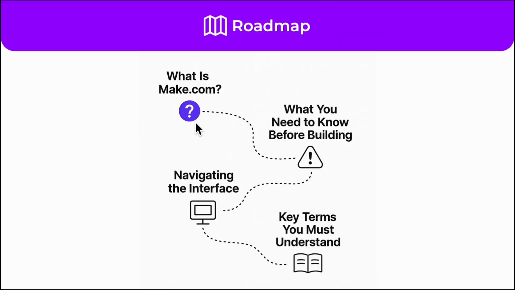This lesson is going to consist of 4 main parts. In the first part, we're going to go over what Make.com actually is, and then I'm going to tell you some important things you need to know before building to make sure you don't run into any issues later on. And then we're actually going to get to the fun part, which is going to be navigating the interface. We're going to go over where to find scenarios, templates, connections, things like that. And to finish it all off, I'm going to give you guys some key terms along with their definitions that you must understand. So let's dive into the actual lesson.